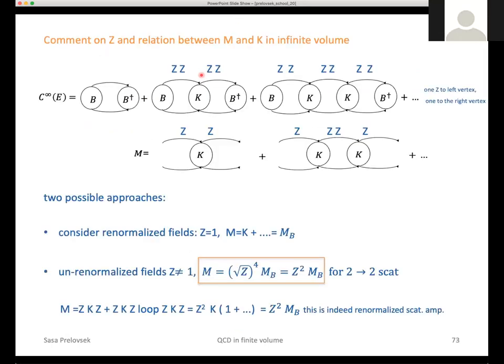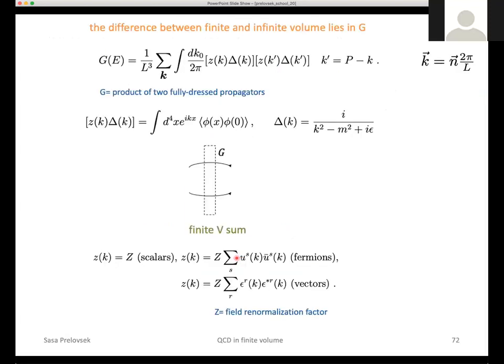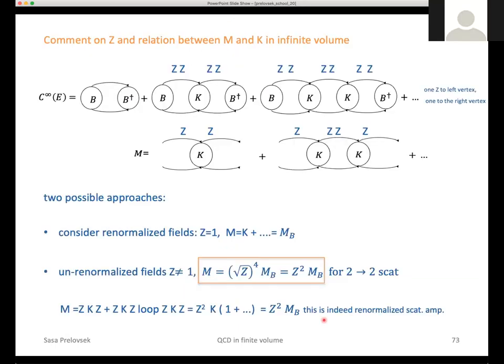This slide, I didn't mean to go through in detail, but basically it is just to tell you, for those who worry about these Z factors, which are field renormalization factors, that the scattering amplitude you'll get in the end will be expressed in terms of the bare scattering amplitude in this way, which is the way it should be, because it's a 2-to-2 scattering. For those who worry about this, I propose to go through this slide on their own.